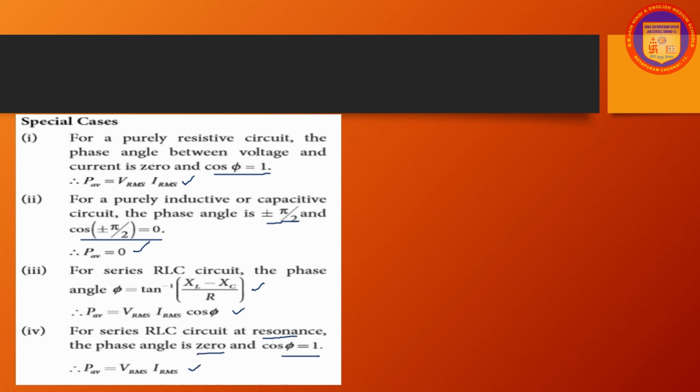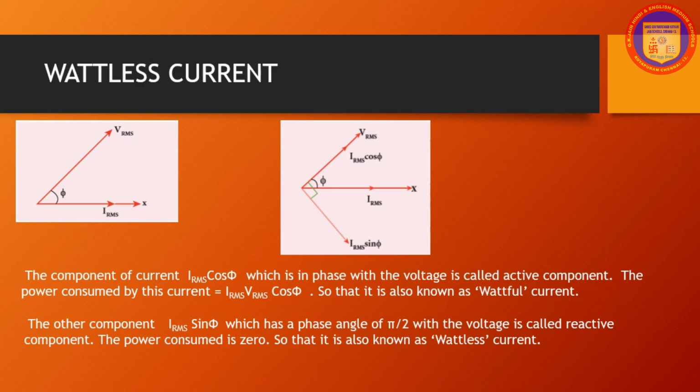Next is wattless current. Consider an AC circuit in which there is a phase angle of φ between Vrms and Irms, and voltage is assumed to be leading the current by φ. Now Irms is resolved into two components, one perpendicular component, another one parallel component: Irms cos φ along Vrms and Irms sin φ perpendicular to Vrms. So the component of current Irms cos φ, which is in phase with the voltage, is called the active component. The power consumed by this circuit is Vrms Irms cos φ, so it is known as wattful current.